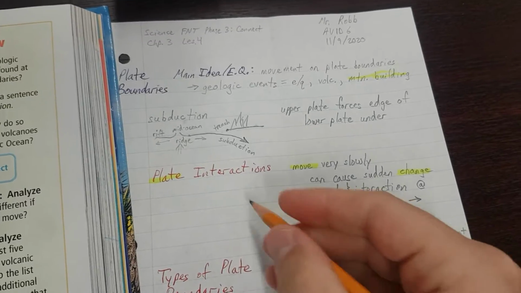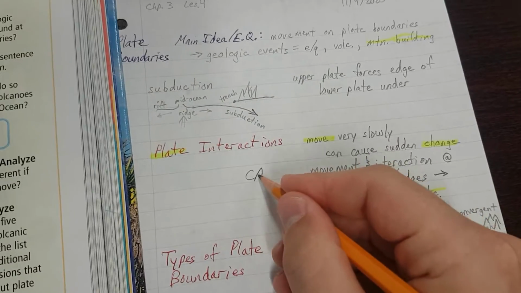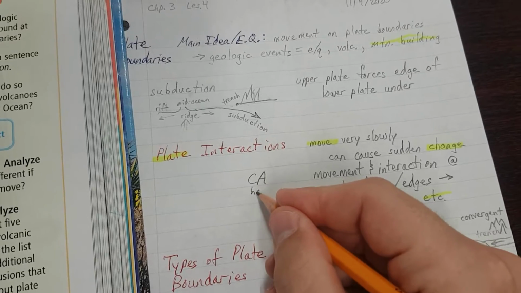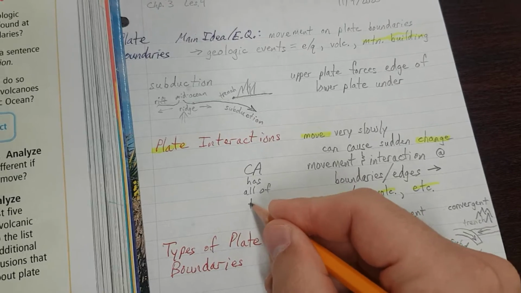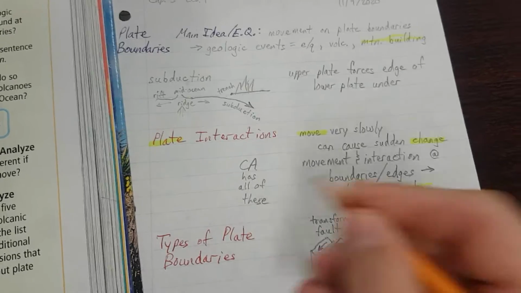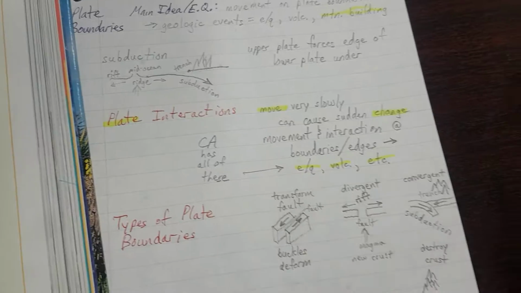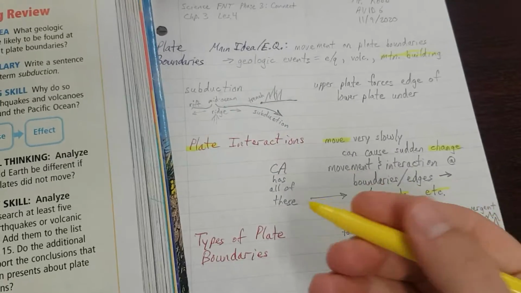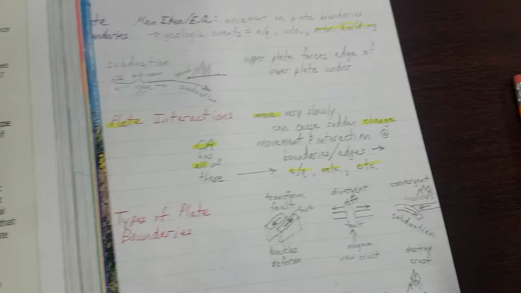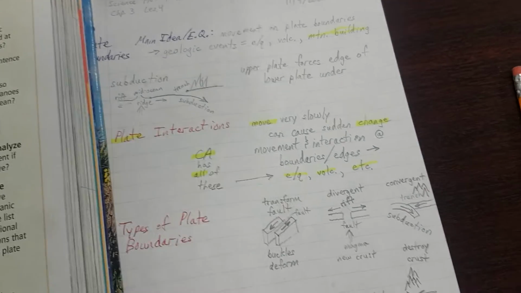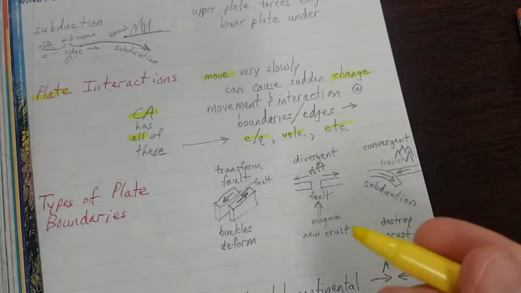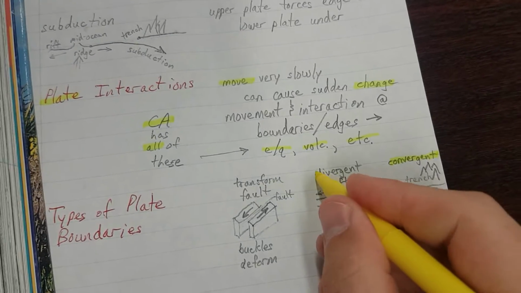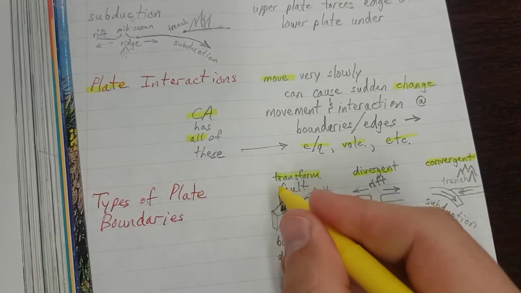So, let's put capital C, capital A, has, H-A-S, all, A-L-L, of, O-F, these, T-H-E-S-E, arrow to that. Highlight that. So California has all of these. We have earthquakes, we have volcanoes, we have mountain building, all of the above. All right, plate boundaries can be convergent, divergent, or transform fault. Okay, the three names, convergent, divergent, transform fault.